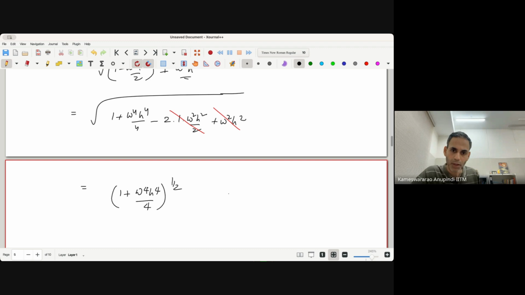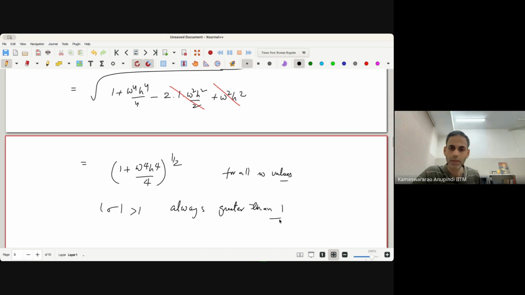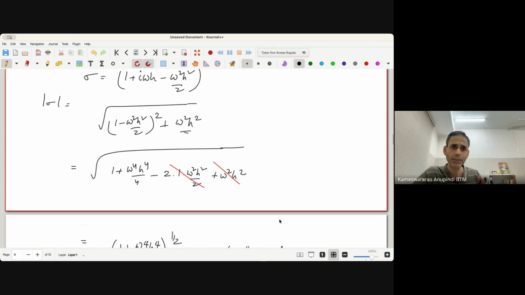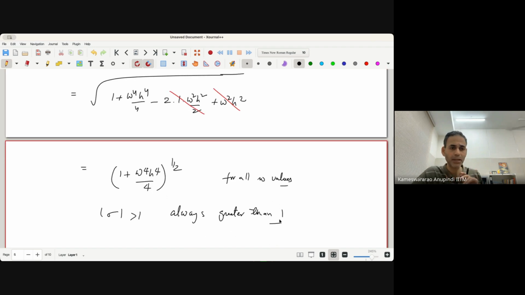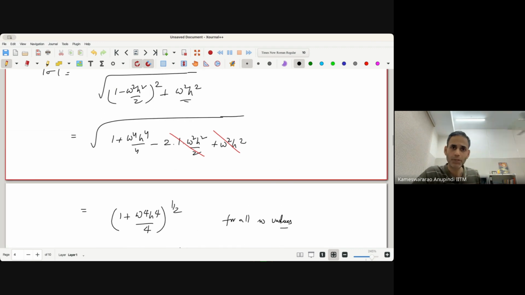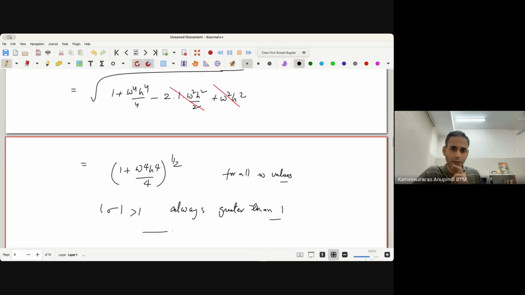What is this value for all omega values? This is always positive. So sigma is always greater than 1, in fact not even equal to 1. That means RK2 is unconditionally unstable for purely imaginary values of lambda. We cannot solve purely oscillatory problems with it. It is still unstable, and that is what we obtain from here.